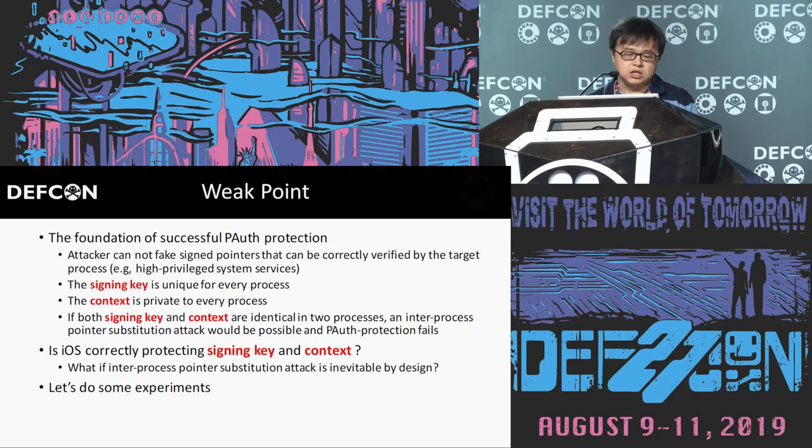But if the sign key and the context are identical in two different processes, an inter-process pointer substitution attack would be possible, and the pointer authentication protection will fail. So here comes the question. Is iOS correctly protecting the sign key and the context? What if it fails to protect us? So let's do some experiments.